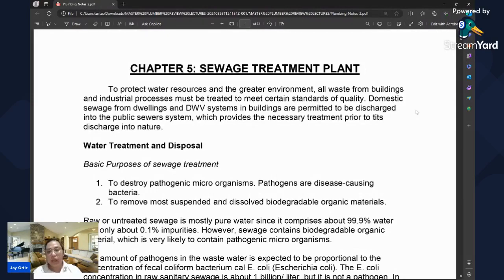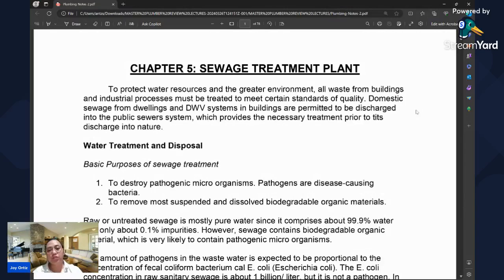But way back when I was doing my field work, it means I worked at a resort. We handled this kind of treatment plant, the sewage treatment plant. Okay, let's start.